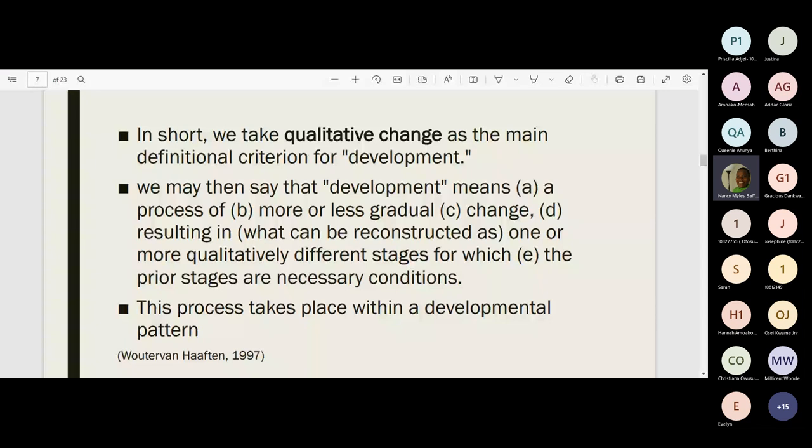Okay, so I hope that by now people are settled in their seats and we will have a better next week. So today I'll do what I can to help you. Qualitative change is crucial according to Hapten. Sister, go on.